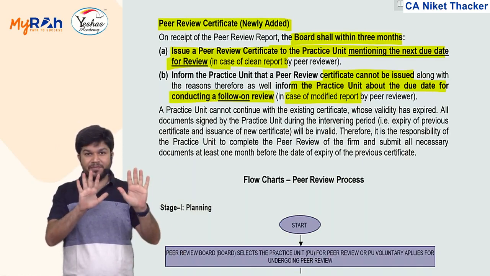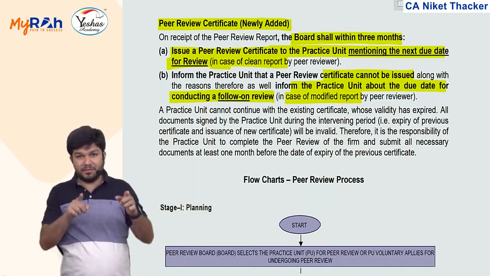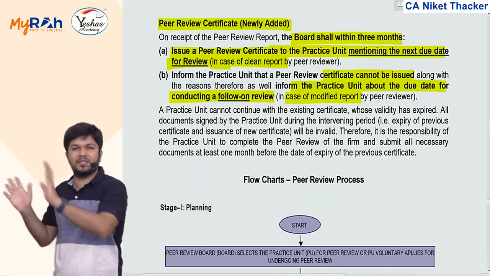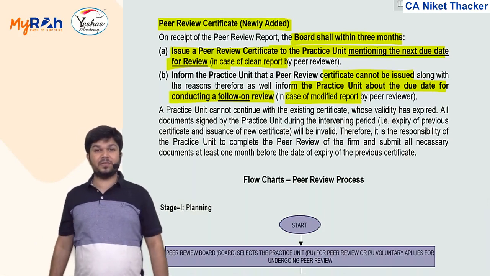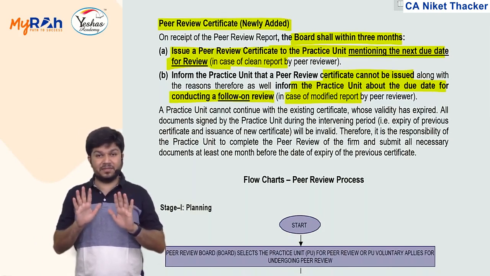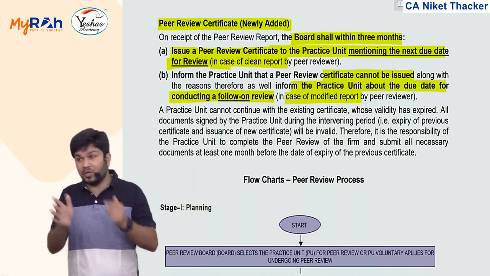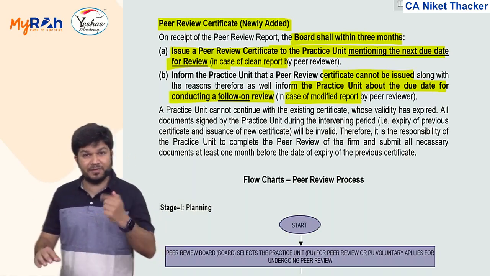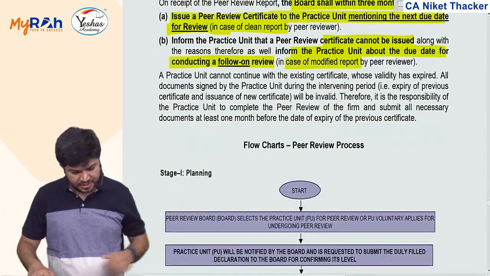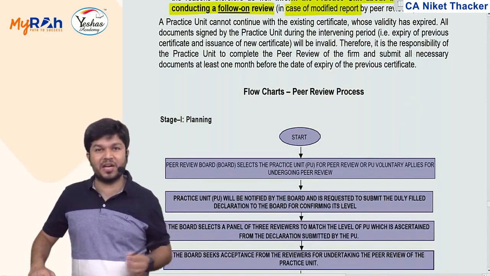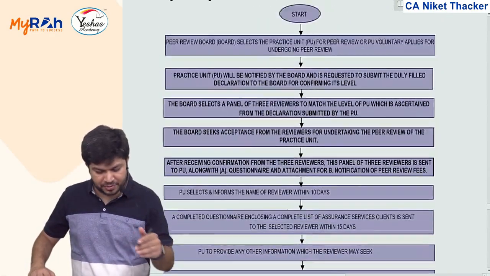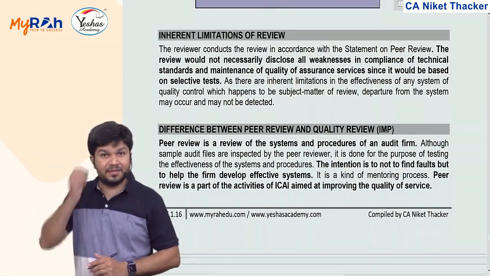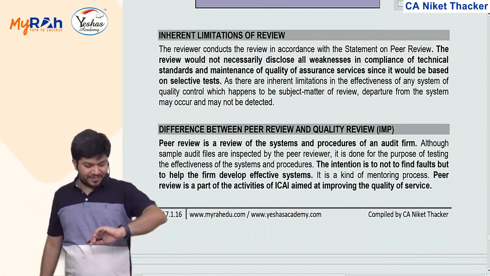If it was a clean report, the reviewer submitted to the PRB, the PRB will give a certificate to the PU that your review is completed, next review will fall after 3 years. But suppose it's a modified report, then the Peer Review Board will not give a certificate to the PU. They will tell the date for the follow-on review, which will be after 1 year, which can be brought down to 6 months. Now the entire process is given in chart form. You can do it on your own. The next 3 pages flowchart is for your self-study.